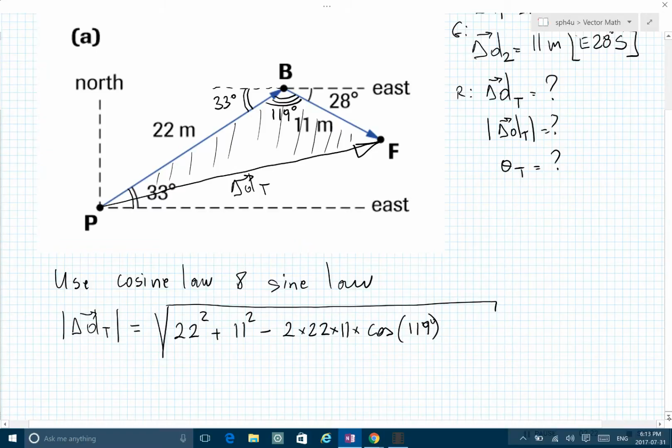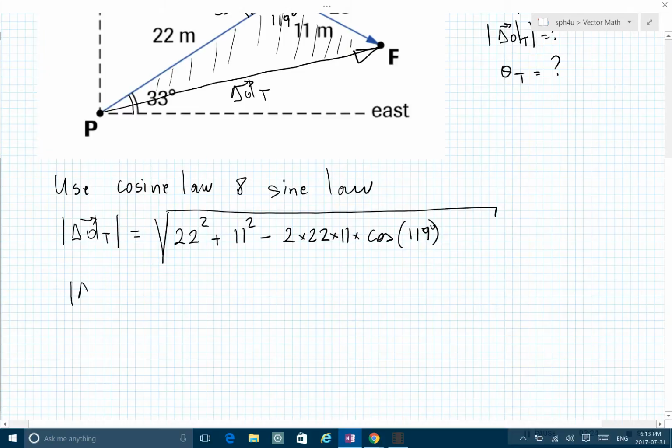All right, so if we do the math here, delta dt is roughly 28.9 meters. I'm just carrying an extra digit, but I have to report two significant digits, as you can see from the given information.